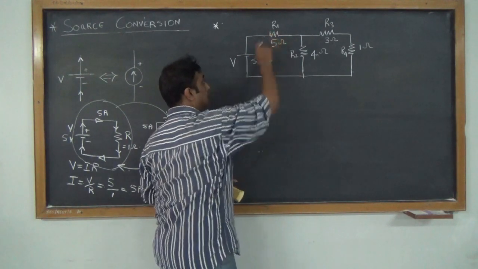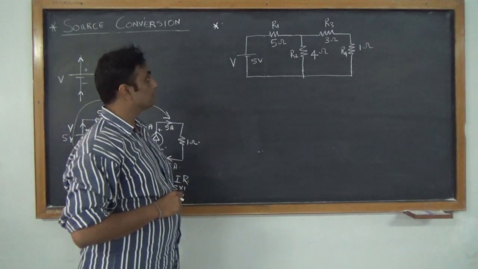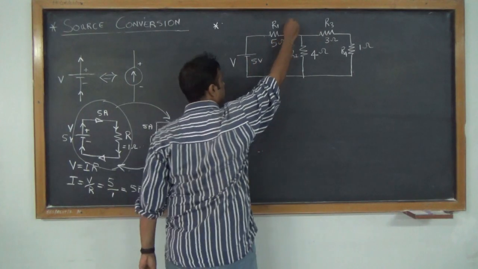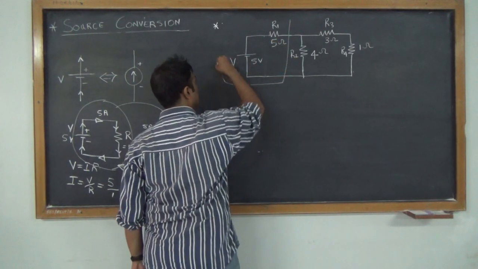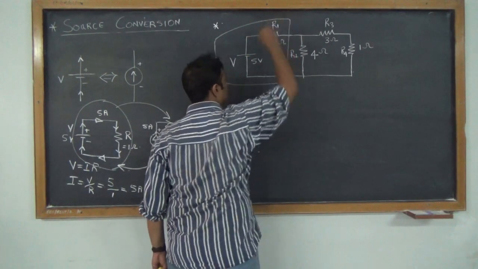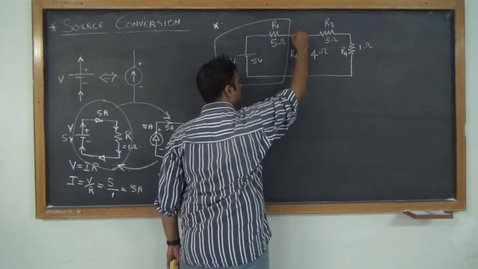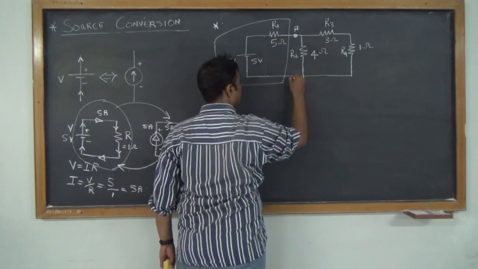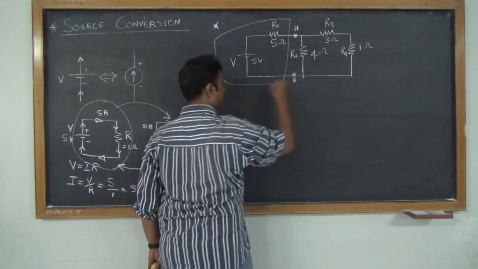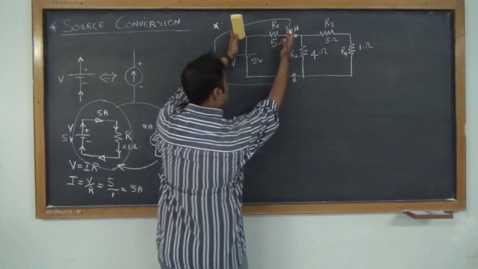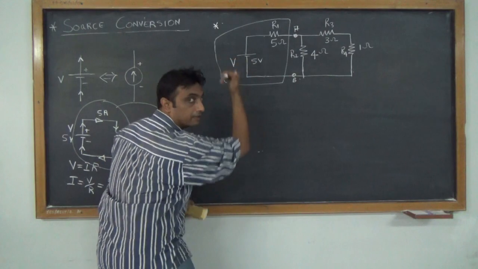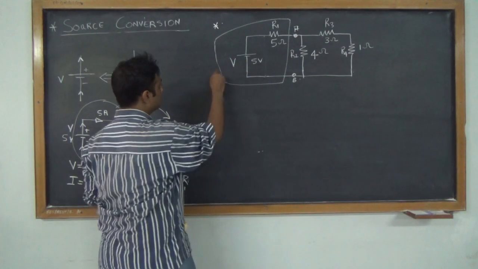But since it's in series, I can convert it. So first thing you have to do is highlight the part that you are going to convert. So this will be my A and this will be my B. So basically I am taking out this circuit and converting it to a current source.